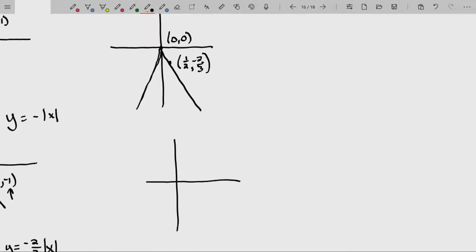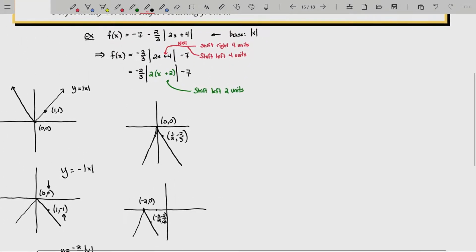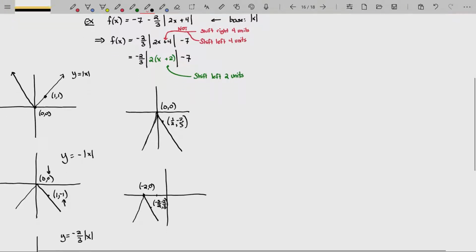Some people do this last bit all at once, by the way, and that's perfectly fine. If we shift left 2 units, then our point here will be at -2, 0. And our point here will be, well, 1/2 minus 2 is -3/2. And then we're at a height of -2/3. That's supposed to be a negative. And otherwise, I'll just connect that dot. It's symmetric, so I don't really have to super worry about that. And then finally, I'm going to shift this down 7 units. And I'll have my final graph.